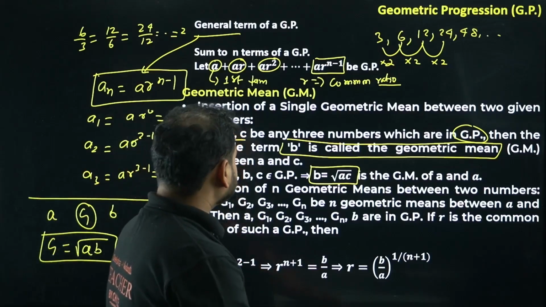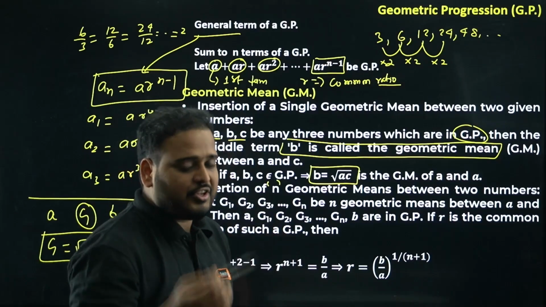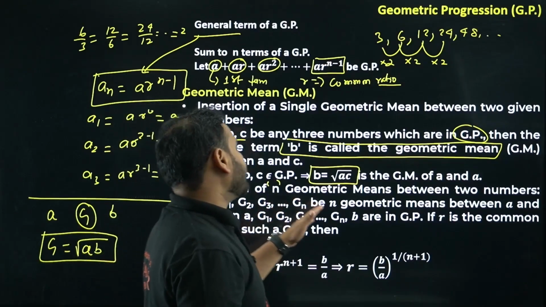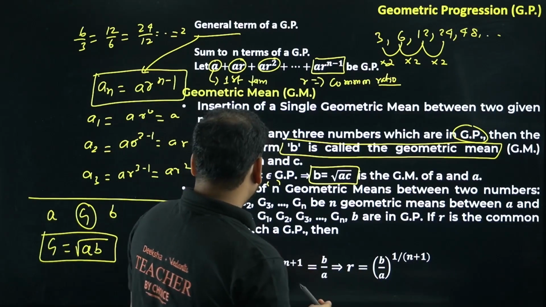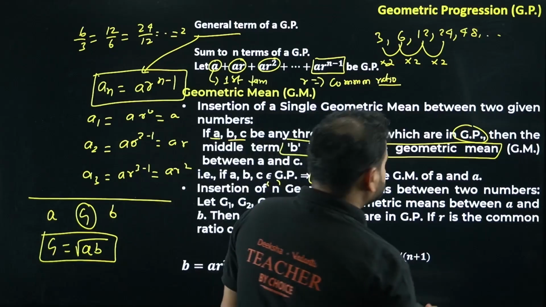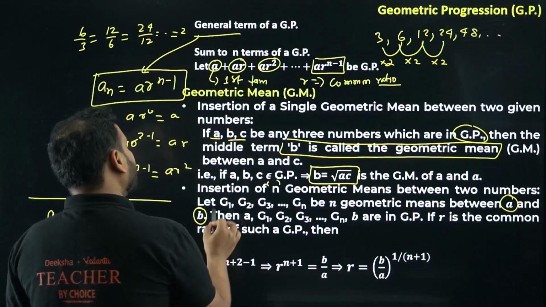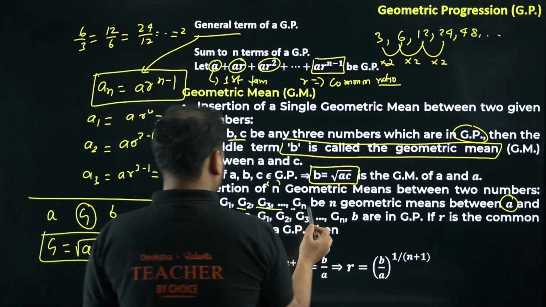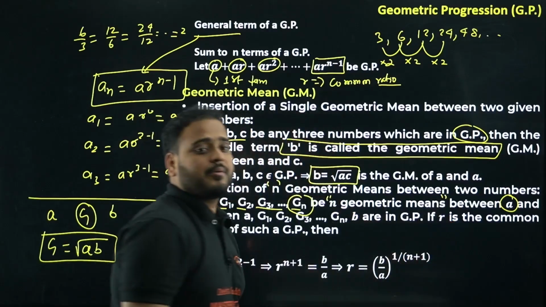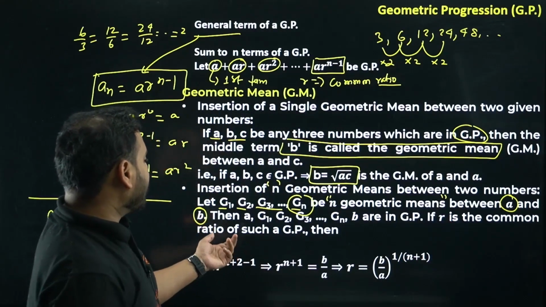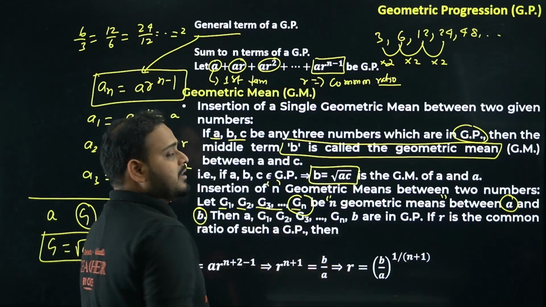Let's go. Insertion of n geometric means, very important. n means 3, 4, 5, 6, like that. So n geometric means between two given numbers. Let's say the two numbers given are a and b, and you are inserting n means, so g1, g2, g3, g4 up to gn are the n geometric means. When you insert that, you'll have the GP as a, g1, g2, g3, and so on till gn, b.